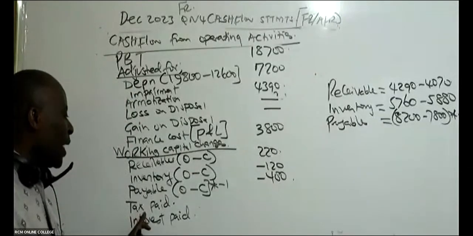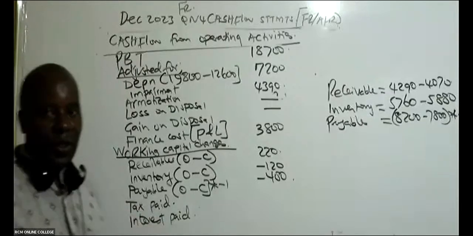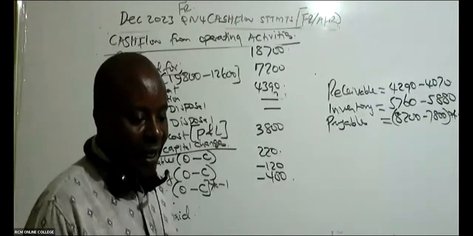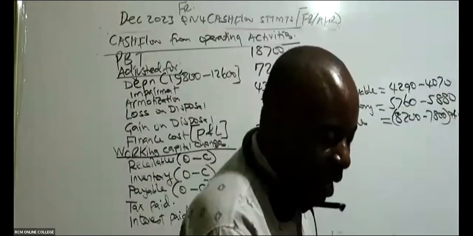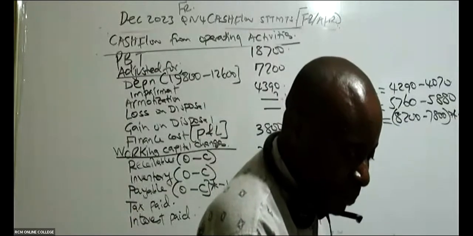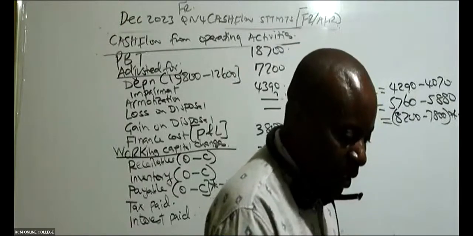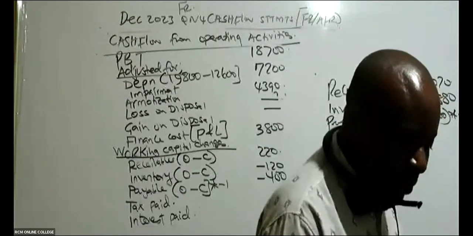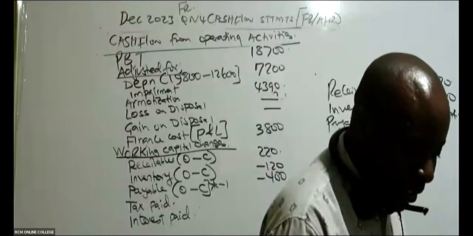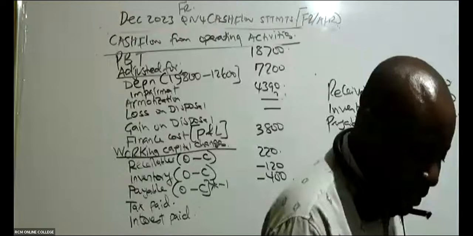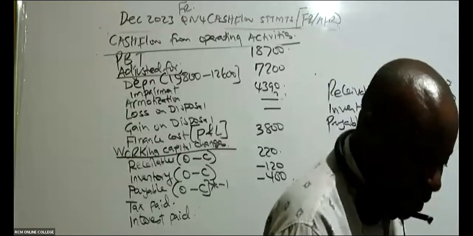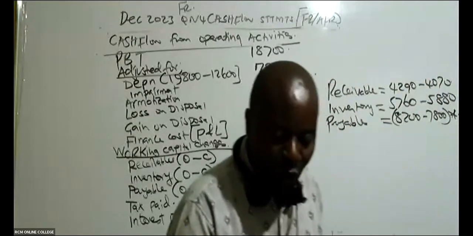So then we come to tax paid, which is the easiest. Knowing how much I've paid, ladies and gentlemen, is a very easy thing. Are you able to see the taxes? Is there somebody who is able to see the taxes? Go to your balance sheet.